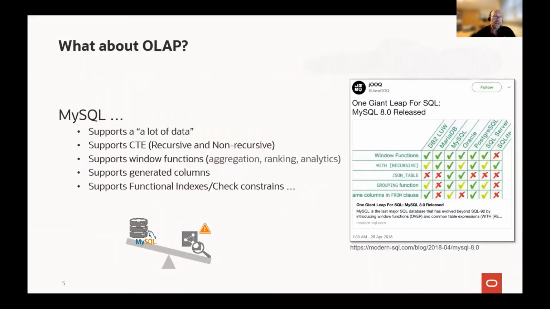On my last slide, we talked about OLTP, but what about OLAP, right? First of all, MySQL supports a lot of data. We talked about 64 terabytes on the other slide, right? So that's a lot of data already, I would say. Now, we also support common table expressions. We do support window functions since MySQL 8. And we've got a lot of nice things which make your life a bit easier when you're using big data and when you're doing OLAP.